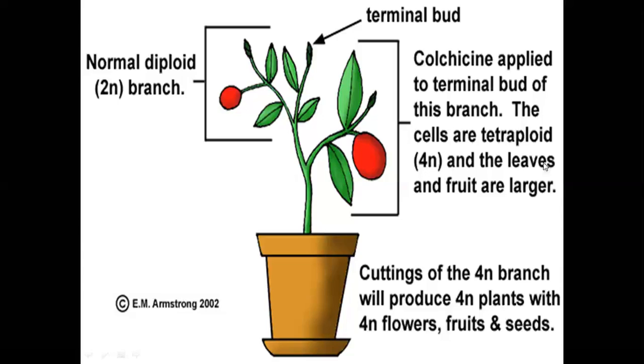So the cells are tetraploid and the leaves and the fruits are larger for this branch. The next thing you do is cut off the tetraploid branch, which will produce tetraploid plants with tetraploid flowers, fruits and seeds. This is how it can be artificially done, synthesized, and this is how you can produce autotetraploids from a diploid plant.